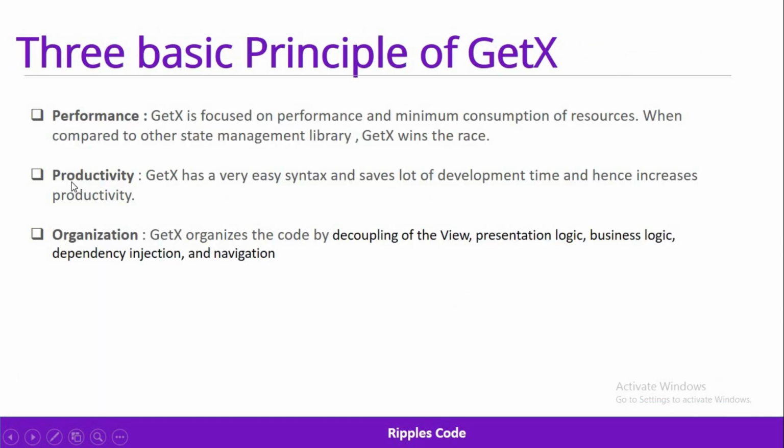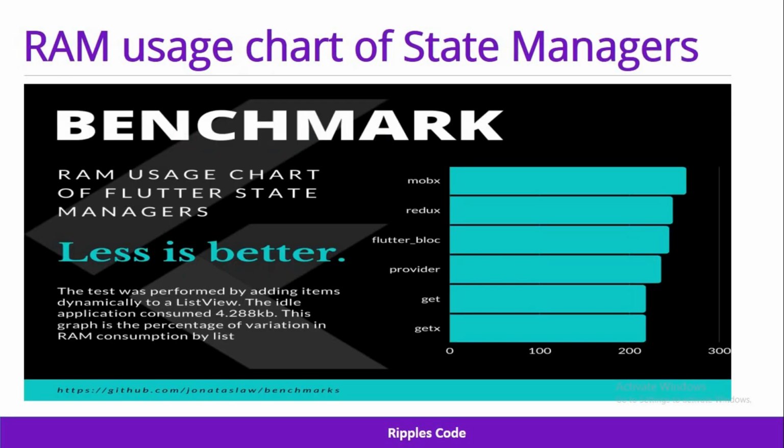The second principle is productivity. GetX provides us a very easy and pleasant syntax. Since we need to write less code here, it saves a lot of development time and hence the productivity increases. The third pillar is organization. GetX organizes the code by decoupling the view, presentation logic, business logic, dependency injection and navigation. How all these things will be done, I will show you as I proceed in my video. This chart I have already discussed.